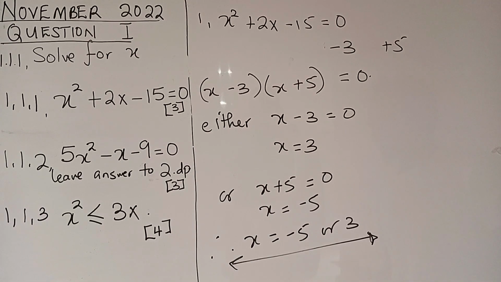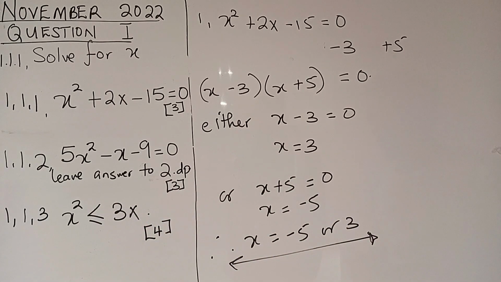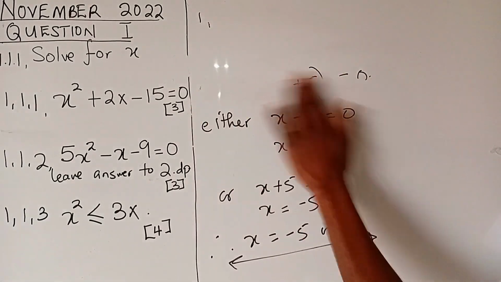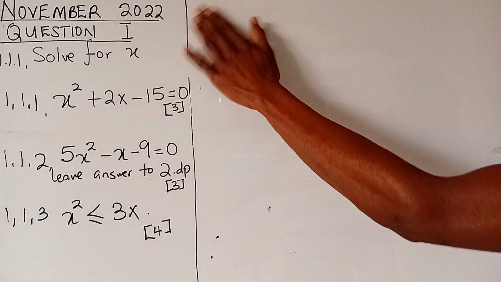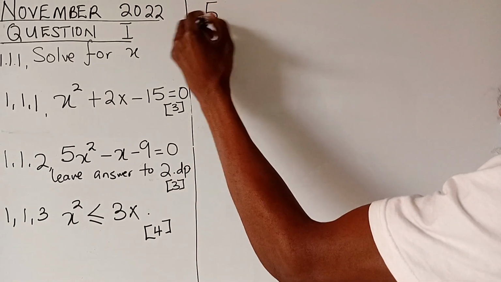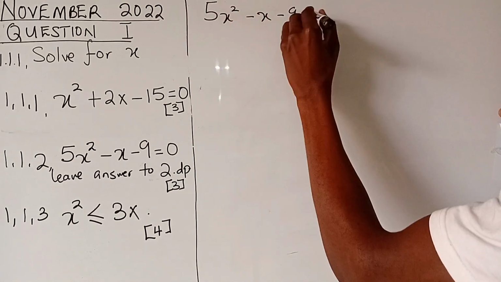Let's move on to the next question, in which they are saying, solve for x given that 5x squared minus x minus 9 is equal to 0. Leave your answer to two decimal places. So when you see them saying leave your answer to two decimal places, know that they want you to use the quadratic formula. So let's copy the question down. So we have 5x squared minus x minus 9 is equal to 0.